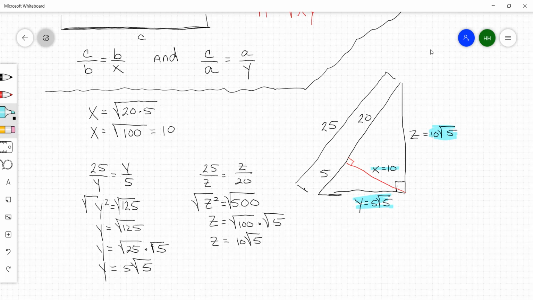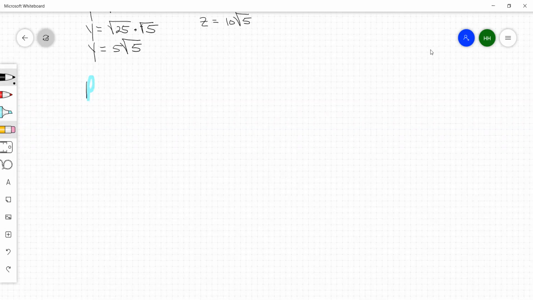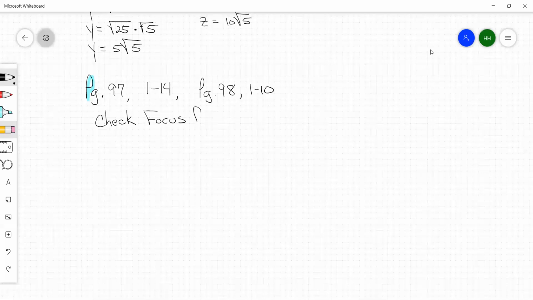All right, so here's your assignment for today. In the workbook, page 97. You got 1 through 14. And then on page 98, you got 1 through 10. When you complete that assignment and you've got your notes in front of you, make sure that you're going to check focus. For homework.